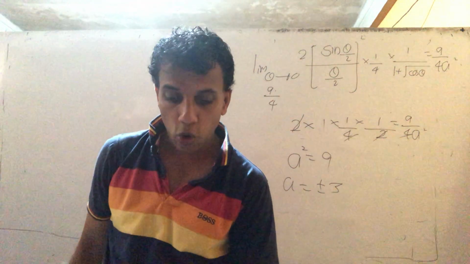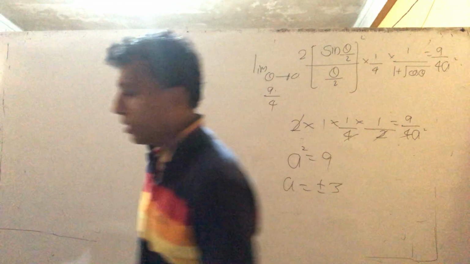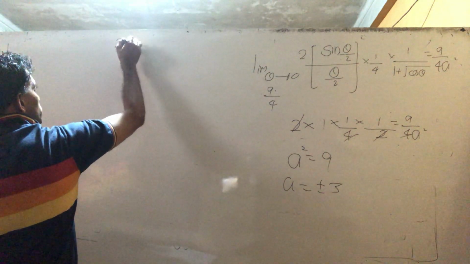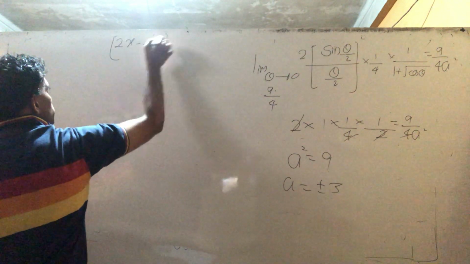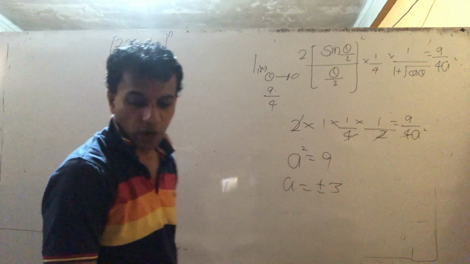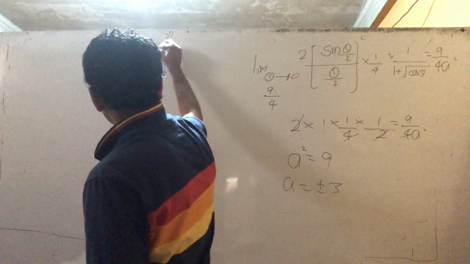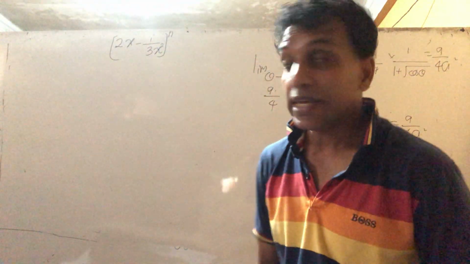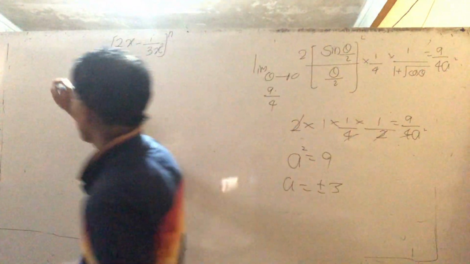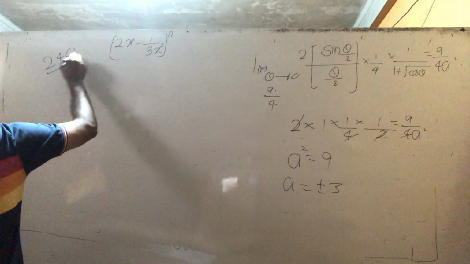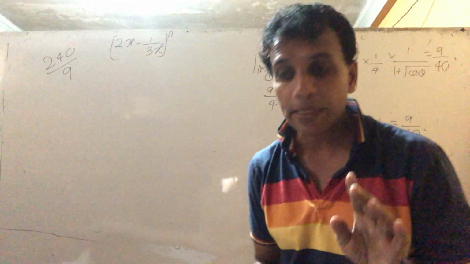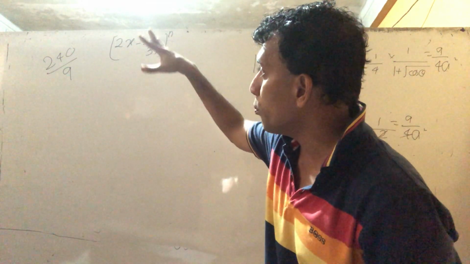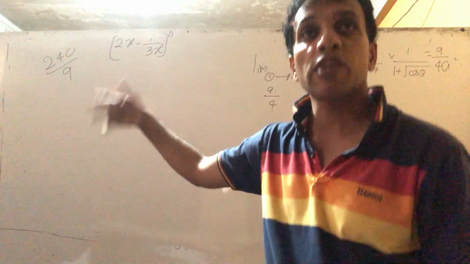Next problem 4 is a binomial part. The term independent of x in the binomial expansion of 2x minus 1 over 3x square to the power n is 240 over 9. So find the n value. The question says the term independent of x in that binomial expansion is 240 over 9.